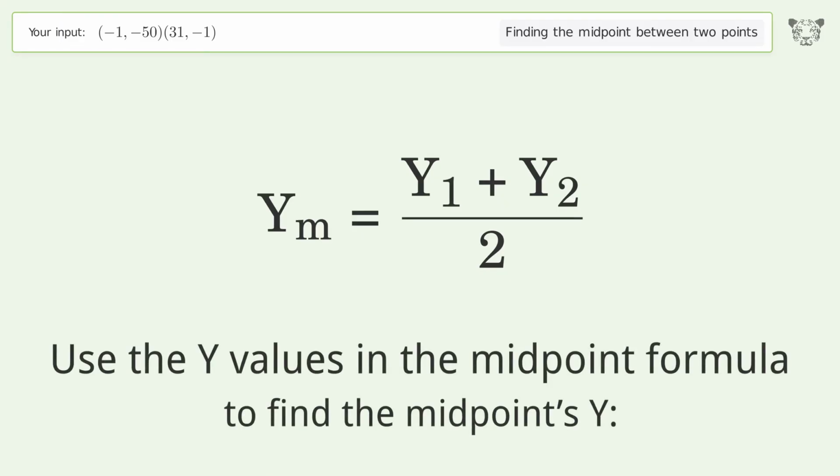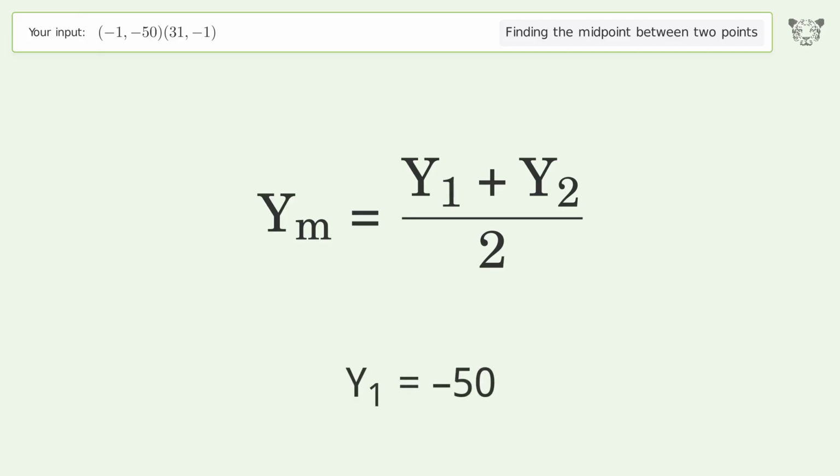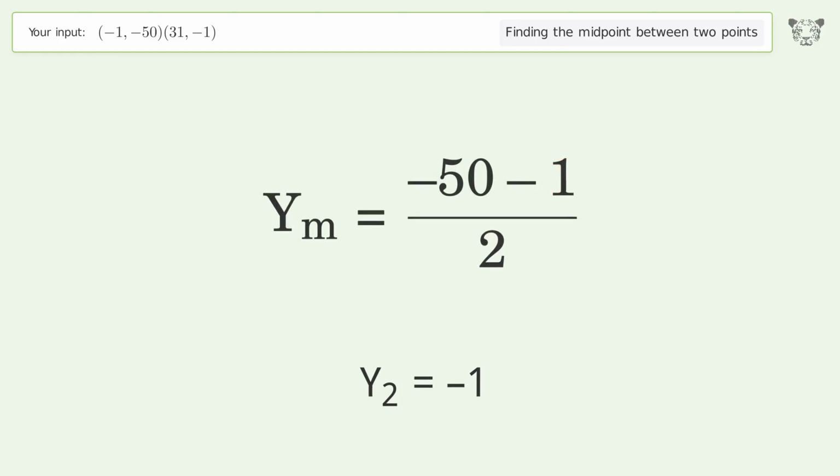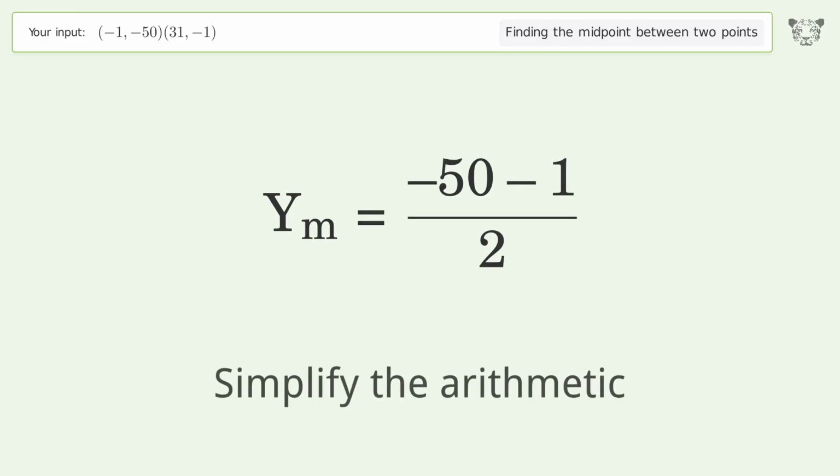Use the y values in the midpoint formula to find the midpoint's y. y1 equals negative 50. y2 equals negative 1. Simplify the arithmetic.